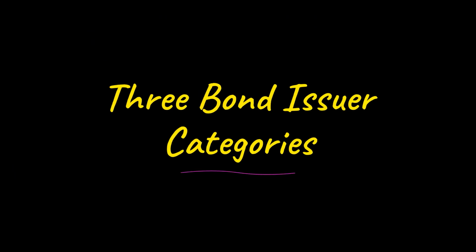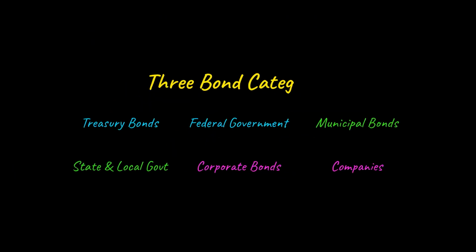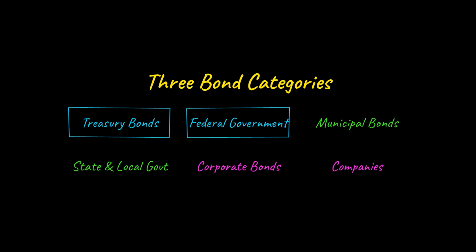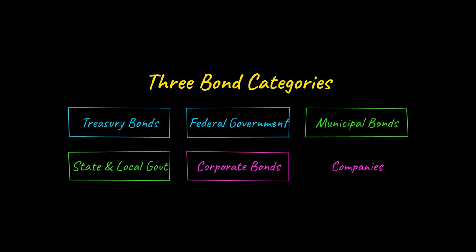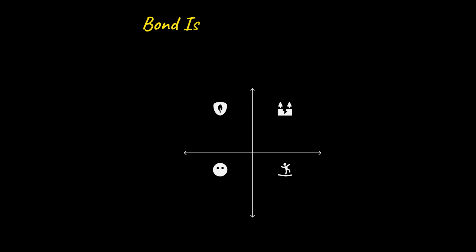The bond market is organized around three fundamental issuer categories, and understanding them unlocks how risk, yield, and taxes all connect. Each category reflects a different borrower with a different ability to repay. Treasury bonds are issued by the federal government, municipal bonds by state and local governments, and corporate bonds by companies. The issuer determines the bond's fundamental character.